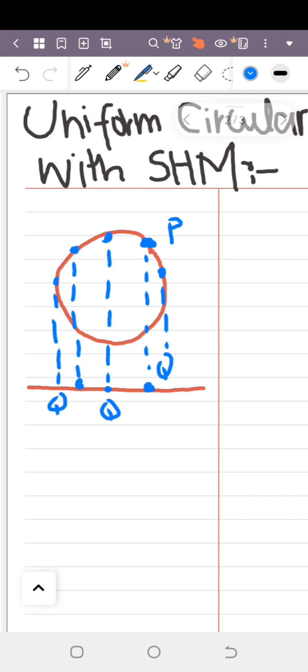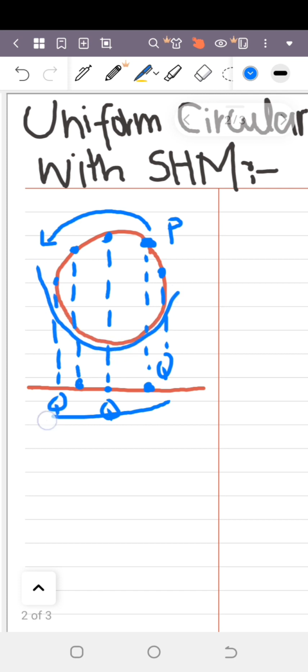Okay, so in this diagram the motion of particle P is circular. P will move like this, P will move in a circle. However, this Q particle will move first there, then it will complete the circle, and Q's particle will come here. So this means P will revolve inside the circle. However, this particle Q, which is the shadow, will move back and forth.